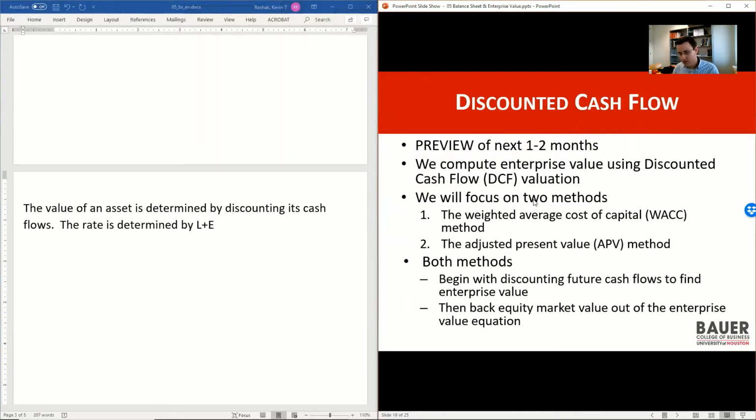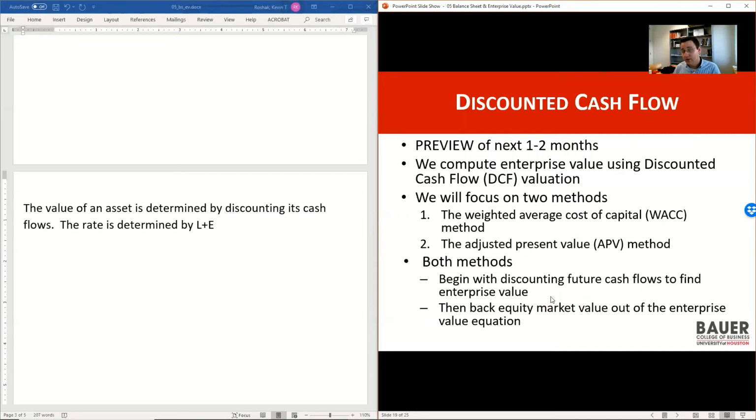So again, this is just foreshadowing where we're going over the next couple months. We're going to be forecasting the cash flows. We're going to spend a lot of time on that this week. And then where are we going to get the rate from? Well, we'll have a couple different ways to do that. Something called the weighted average cost of capital we'll see much later, and the APV method. We'll see those much later too. But the whole idea is we're going to be discounting future cash flows by the appropriate rate.